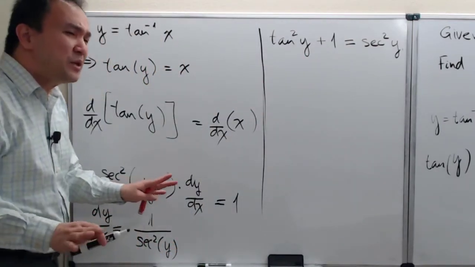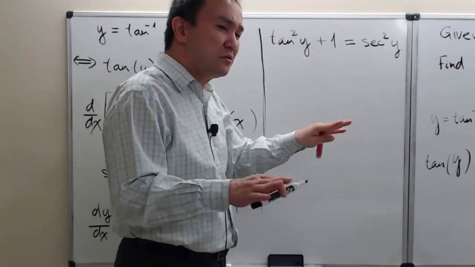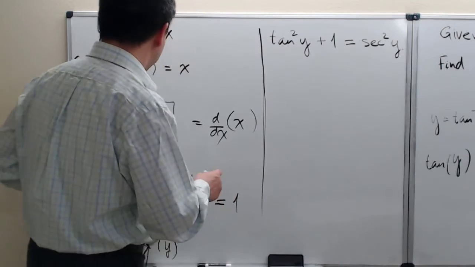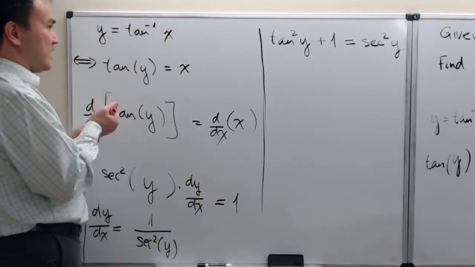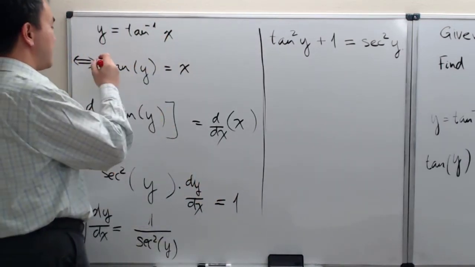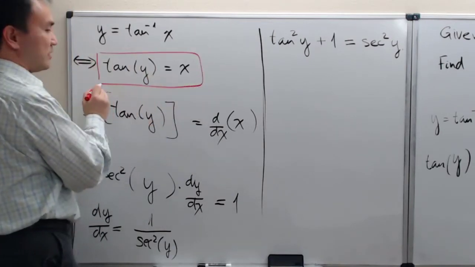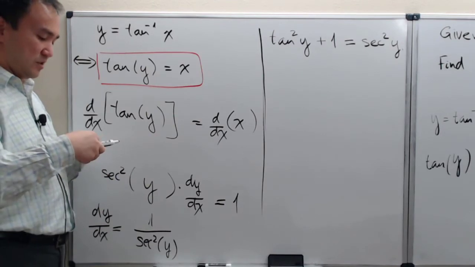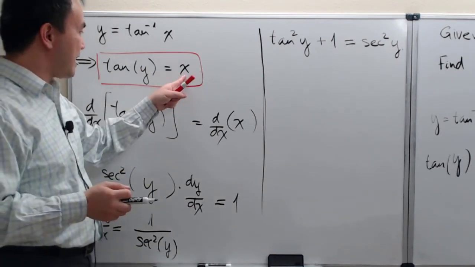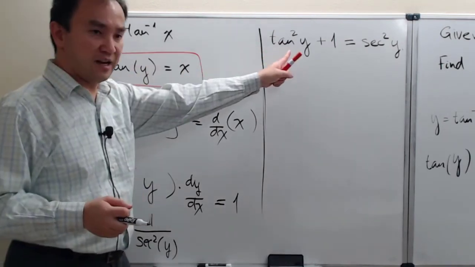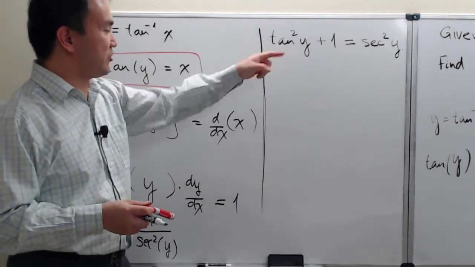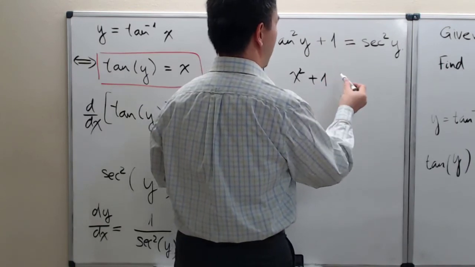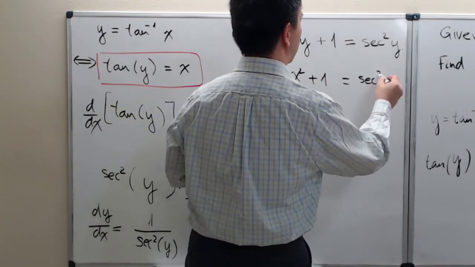But not quite too useful yet, because we're still stuck with the y variable. But here, didn't we agree that tangent of y equals x? Right at this point right here is perfect for our substitution. We can now substitute x for tangent in our equation here, and so tangent squared means x squared plus 1 has to equal secant squared of y.